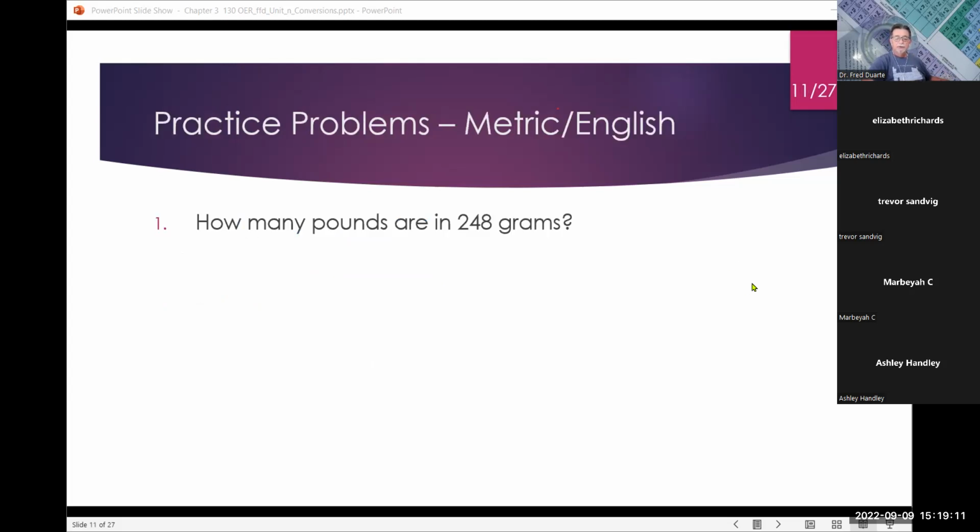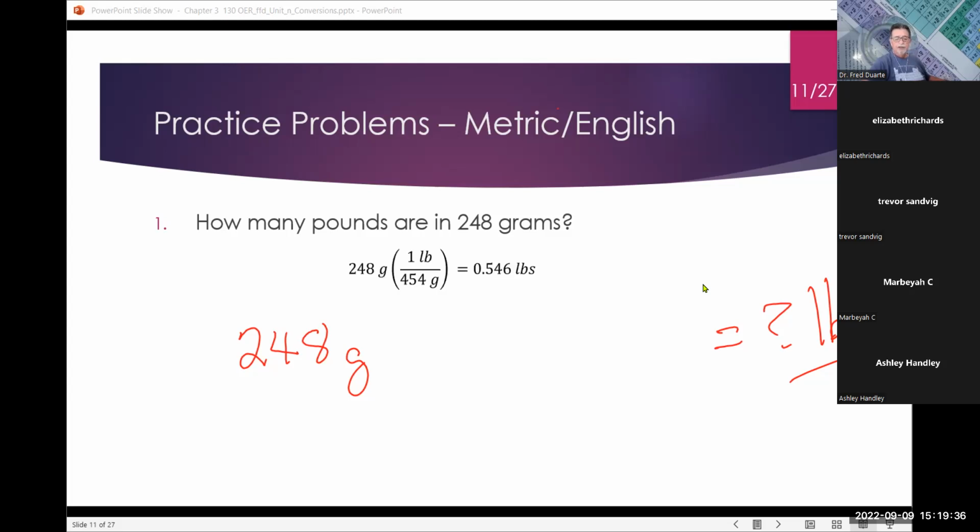All right, now using those factors, we are able to go from the English to the metric and vice versa. So here, we have 248 grams, and we need to go to pounds. So we need a factor to get rid of grams. And we know one of the factors is 1 pound is equal to 454 grams.